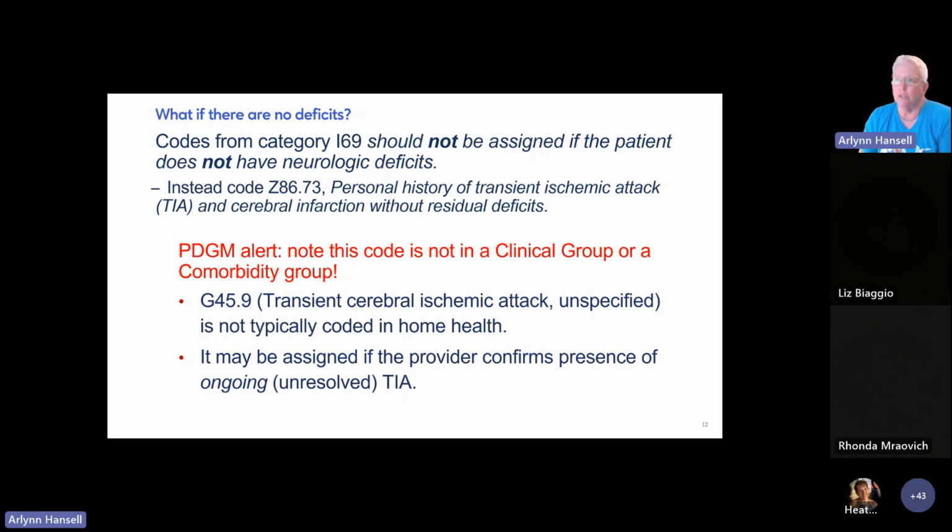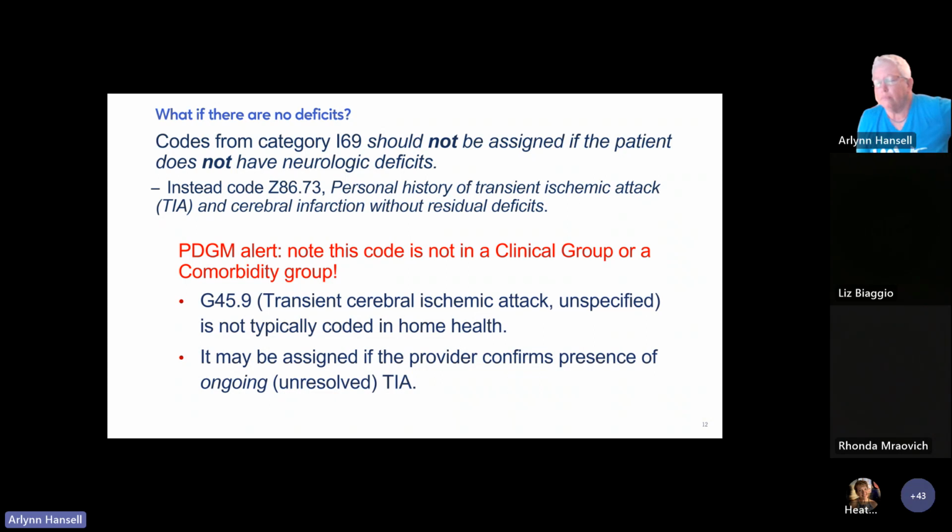And that's what we have to use, that TIA code, Z86.73, which does not belong to any clinical groups or even a comorbidity group, so can never be primary. And it basically just says, hey, they had an event, they're okay now. Right? That's basically just what a TIA is. They had an event, they're okay now. We're going to keep an eye on it. Maybe now they have a new medication, they're taking a daily aspirin or something, whatever caused that TIA, they've got to look into that.